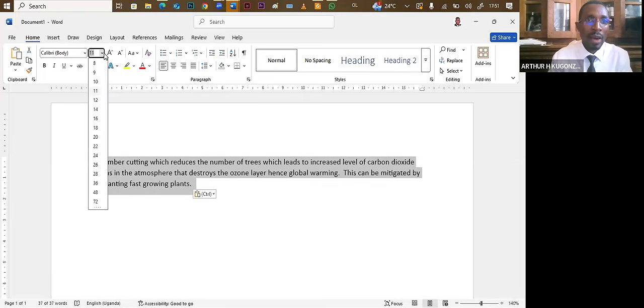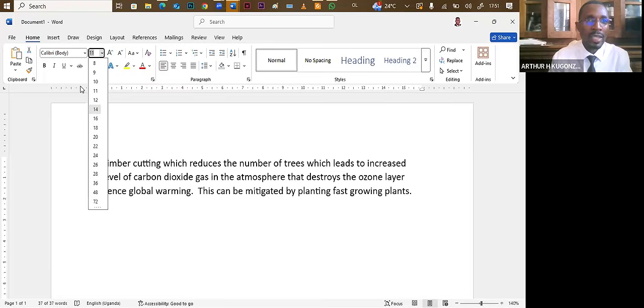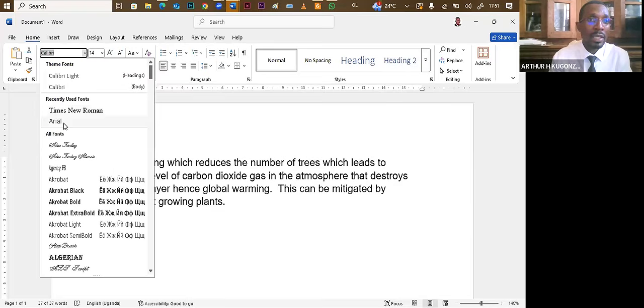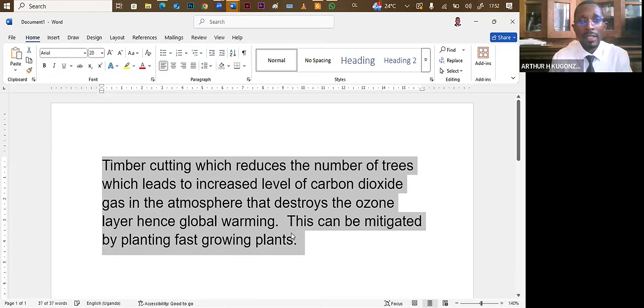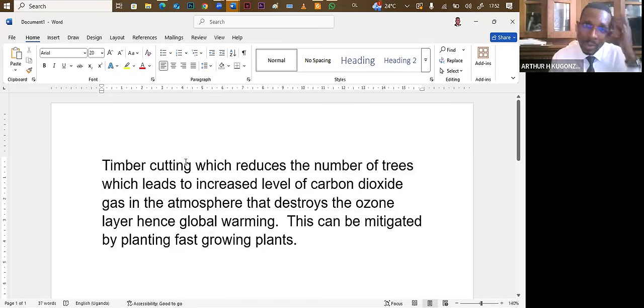Now, let us see how wrong this response is, so that we can pick what we ought to be doing. So this is his response. He's saying that timber cutting, which reduces the number of trees, leads to increased levels of carbon dioxide gas in the atmosphere that destroys the ozone layer, hence global warming. This can be mitigated by planting fast-growing plants. Now, this response here is wrong. This is answering another scenario.